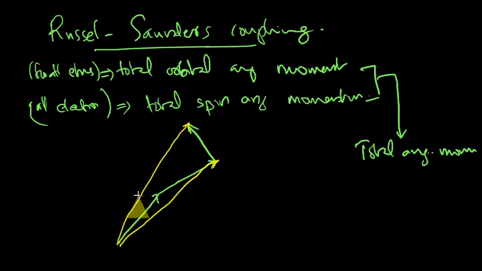So actually this total vector is obtained by the combination of these three individual vectors, okay. So this is how the vector addition happens.